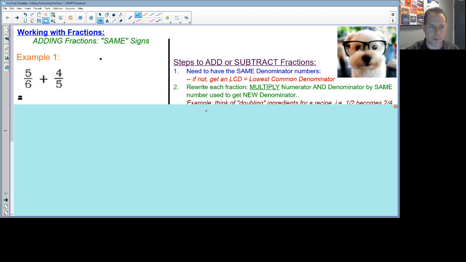And there's a very quick way in which you can often get the lowest common denominator, which is simply taking the bottom numbers and multiplying them together. However, sometimes that just gives you what's called the common denominator, not necessarily the lowest common denominator. You'll see that in the next example. So if I multiply these two bottom numbers together, I get 30, 6 times 5.